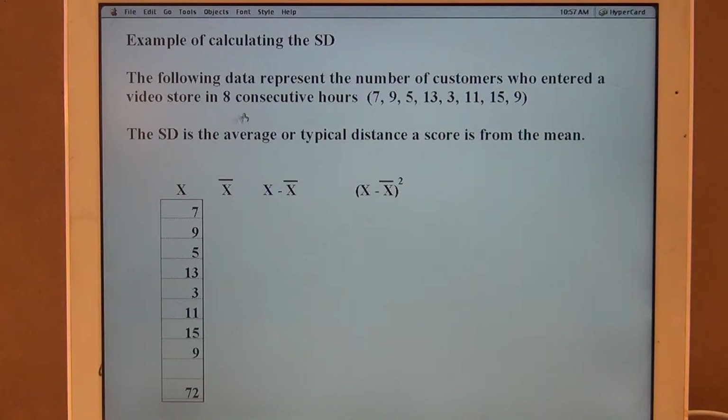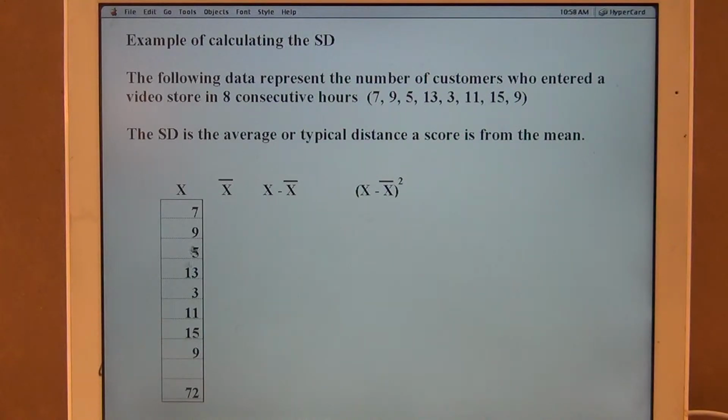Okay, we have a data set that represents the number of customers who entered a video store in 8 consecutive hours. So the first hour, 7 customers came in. The second hour, 9 customers. The third hour, 5. The next hour, 13, then 3, then 11, then 15, and then 9. So we'd like to get the standard deviation of this data set.